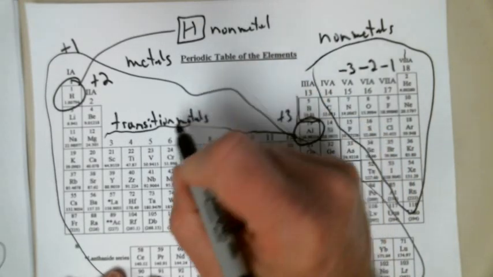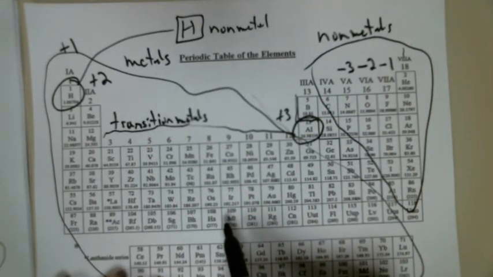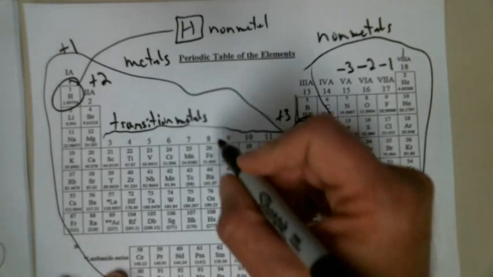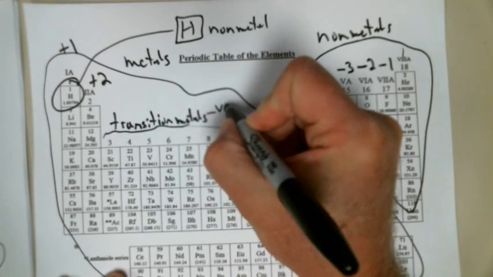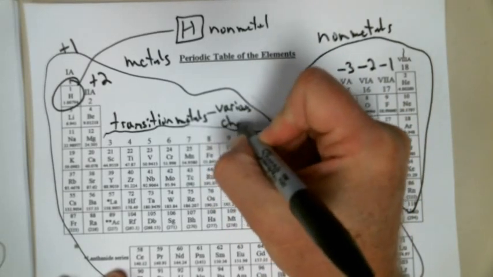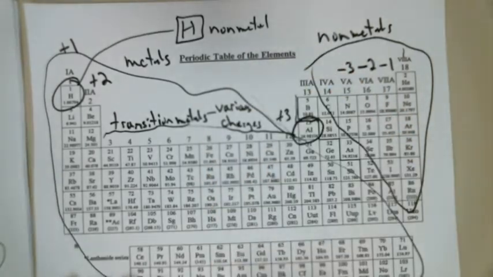So we can't look at what metal it is and know what its charge is. We have to look at what it is in the compound it's in. So we can't memorize it here. We just have to figure it out. So these have various charges, and it depends on what they're in.